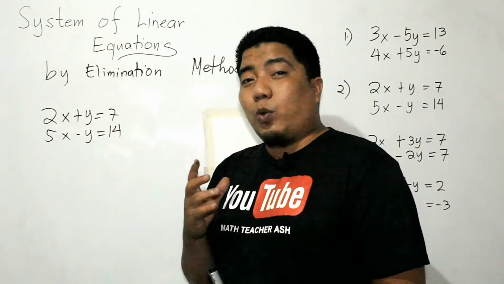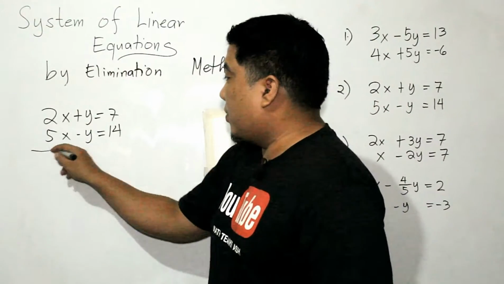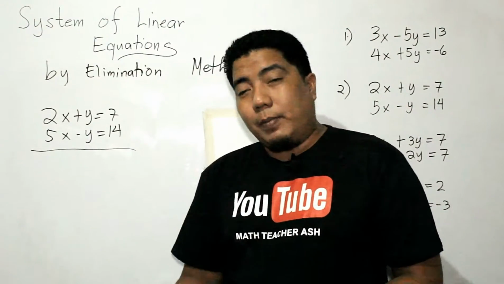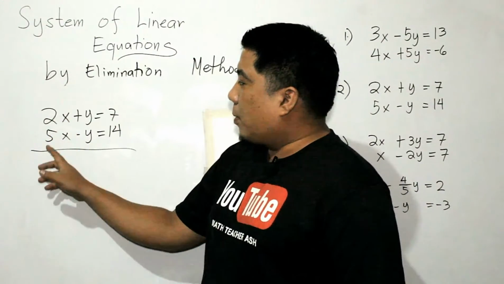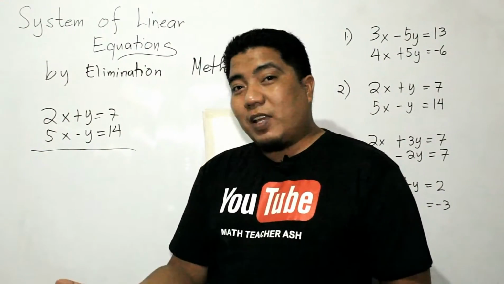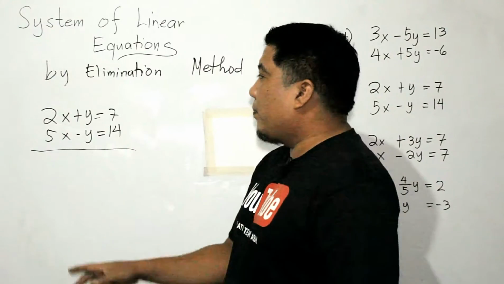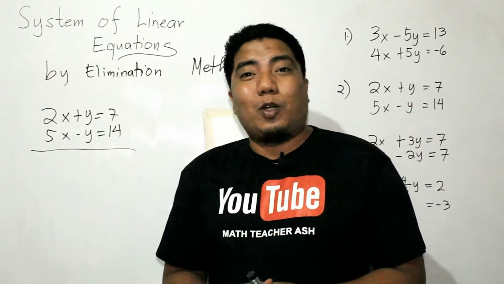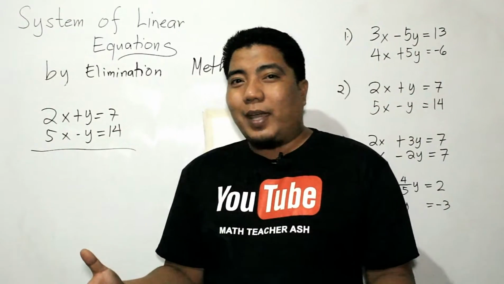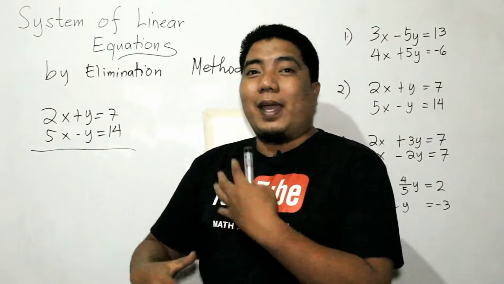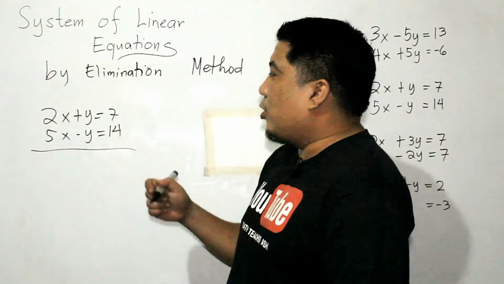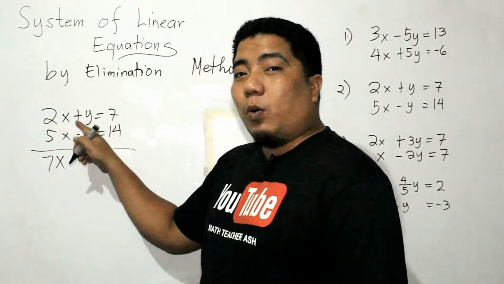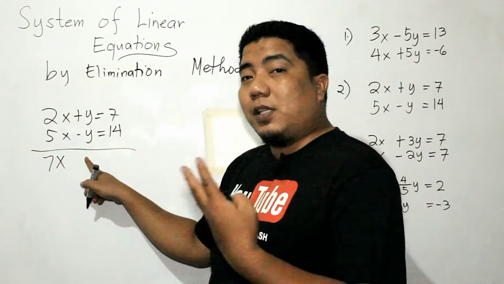First, you try to add the two equations. Make sure that when adding, one variable will be eliminated. 2x plus 5x, that will give us 7x, okay? y plus negative y, that will become 0y, or that will eliminate our y. Therefore, we can now apply our elimination method. So by adding them, this will become 7x. By adding the y variables, this will become 0.